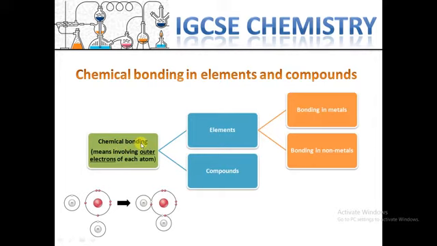Okay, chemical bonding for compounds, where compound means a substance whose atoms are different. Like here, this water molecule is a compound because oxygen and hydrogen are different types of atoms, but elements are substances in which the type of atom is the same, only one type of atom.